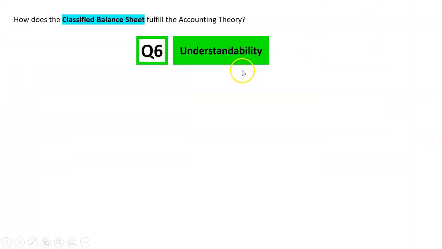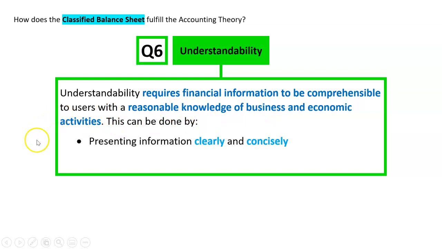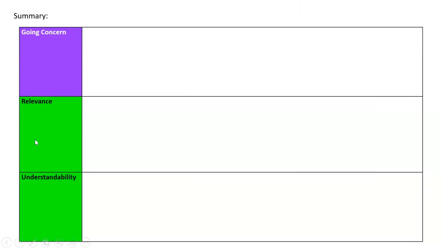And lastly, qualitative characteristic number 6 was understandability. Someone with a reasonable knowledge of business and economics should be able to comprehend the information by presenting it clearly and concisely and avoiding using jargon and complex terms. So, to summarize, there were 3 theories there: going concern, relevance, understandability. How does a classified balance sheet help us fulfill each of these?